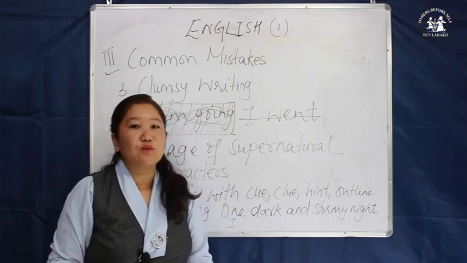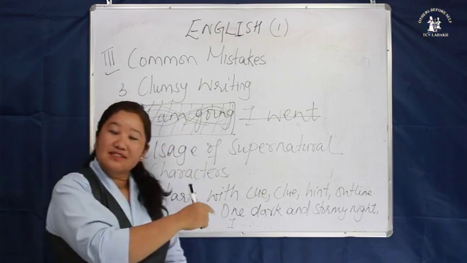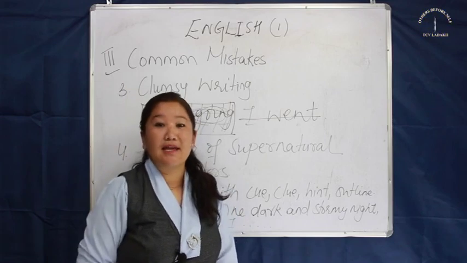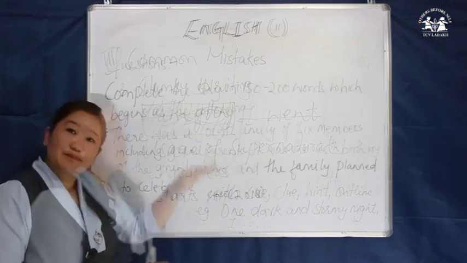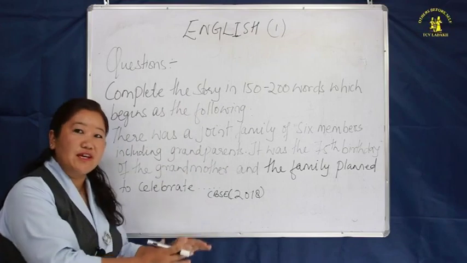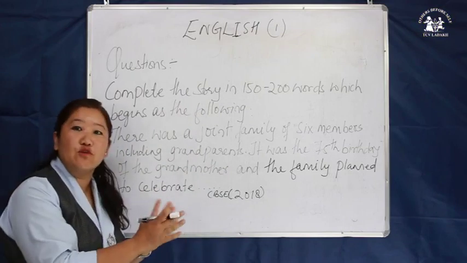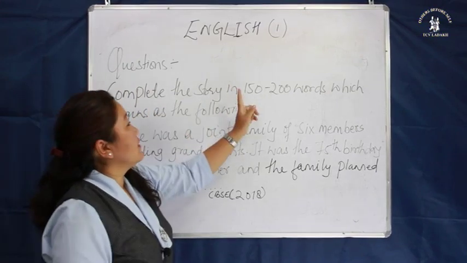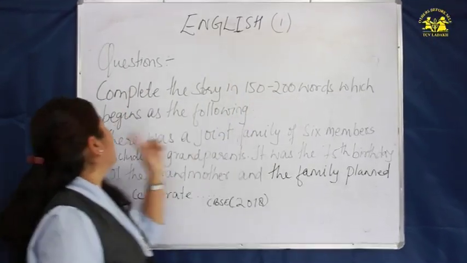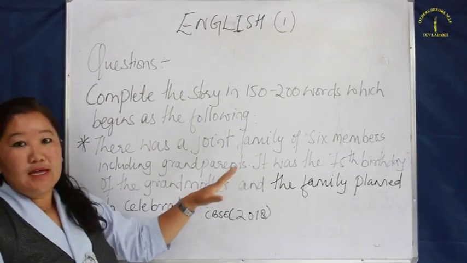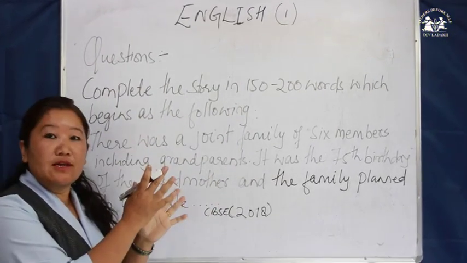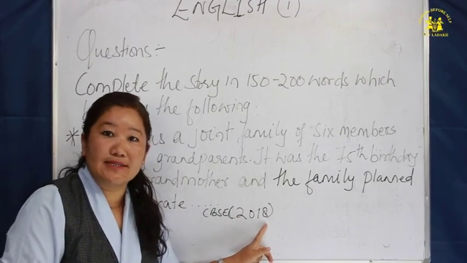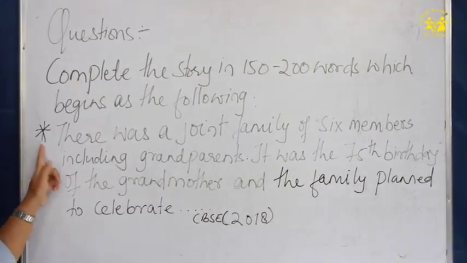I hope that you will not repeat those mistakes and get 10 out of 10 in your paper. All right? Okay, let me give you the question now. Complete the whole story at home. This is a part of your home assignment. Complete the story in 150 to 200 words, which begins as follows. This is the exact question that CBSE gave in the 2018 board exam.